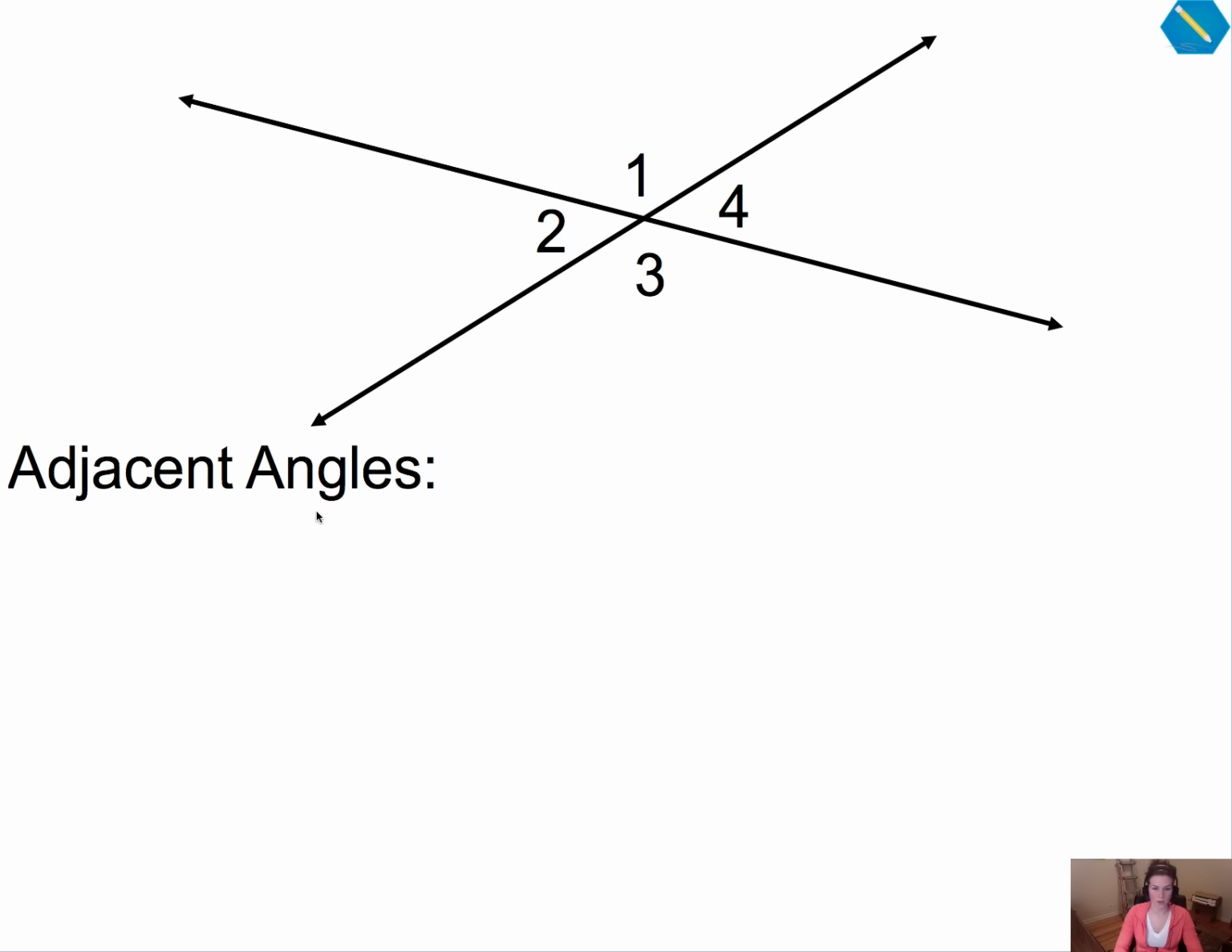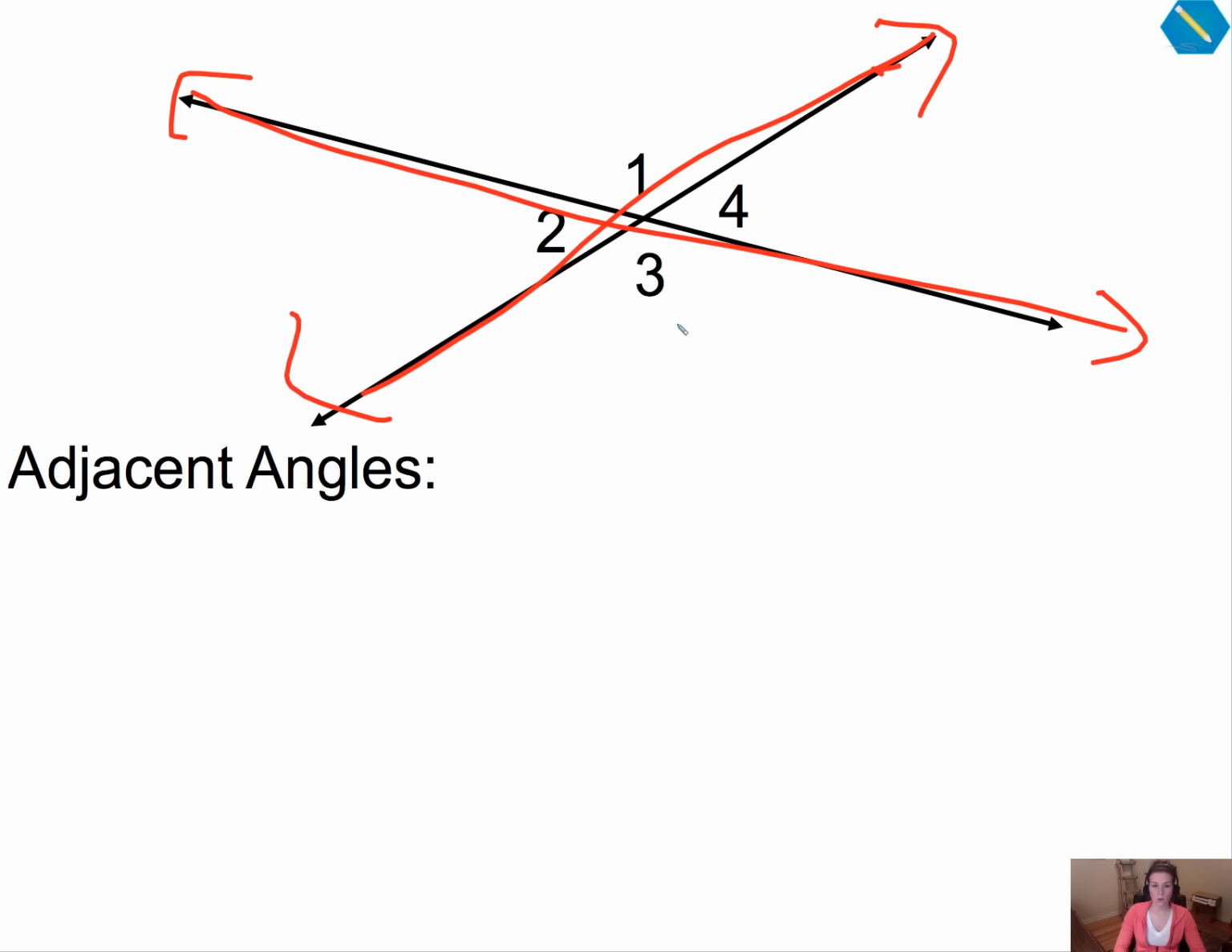Alright, let's take a look at this figure. Notice we have two lines that are being intersected. We've got this line here and this line here. Okay, and they're going forever, so I should have arrows on the end. Those two lines form four angles when they intersect. Angle 1, angle 2, angle 3, and angle 4.